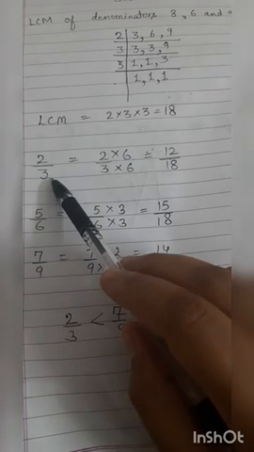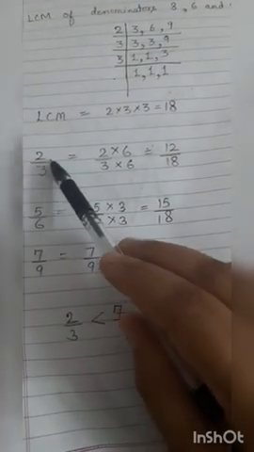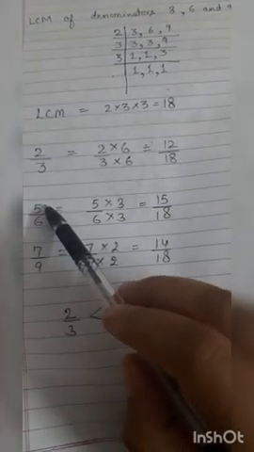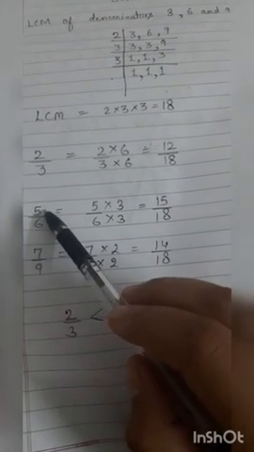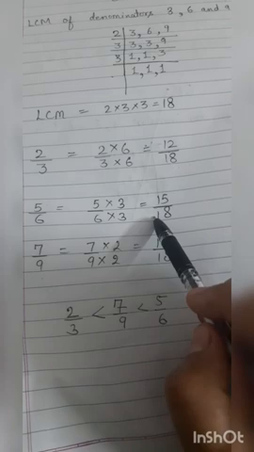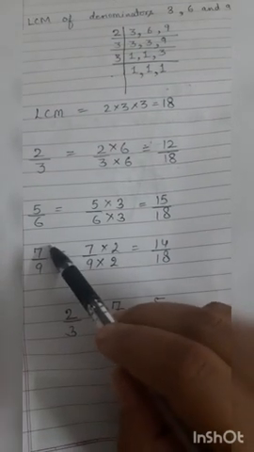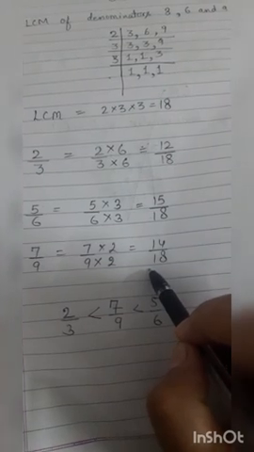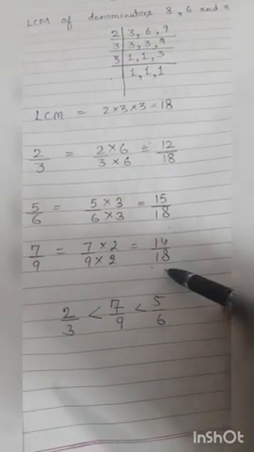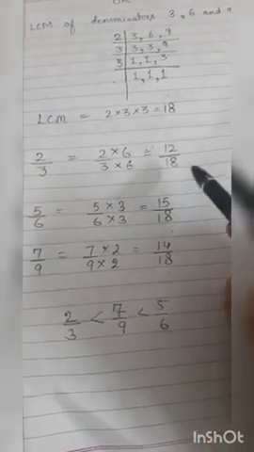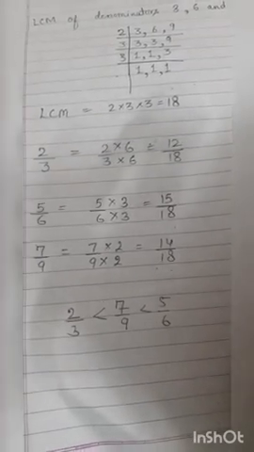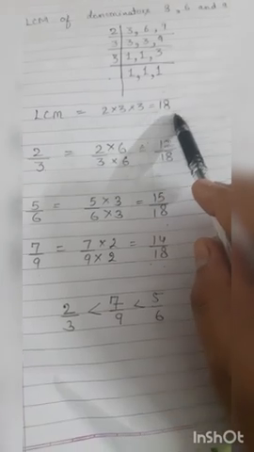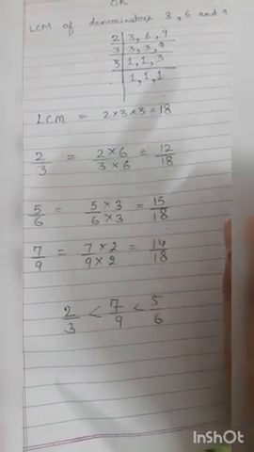So we have to find the equivalent fraction of 2 upon 3 with denominator 18. We have to find the equivalent fraction of 5 upon 6 with denominator 18. And we have to find the equivalent fraction of 7 upon 9 with denominator 18. So we got the denominator of the equivalent fraction. With this method, we can easily find out the denominator of the equivalent fraction.